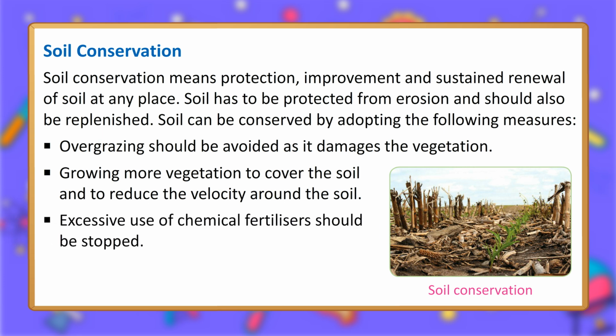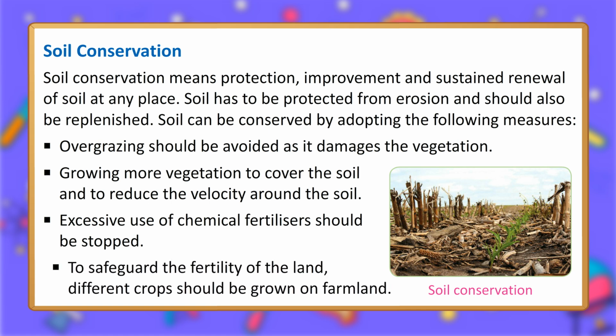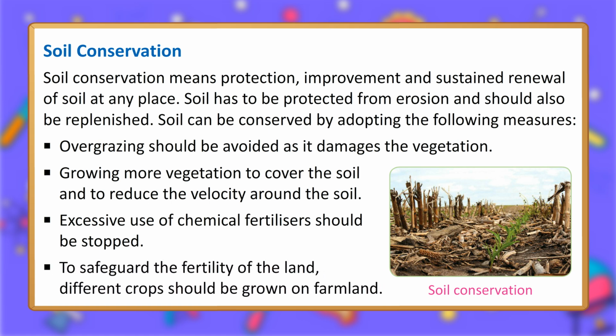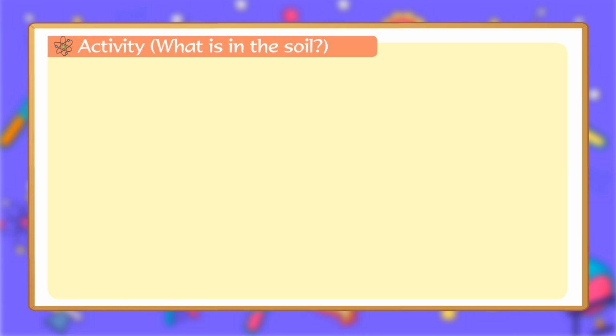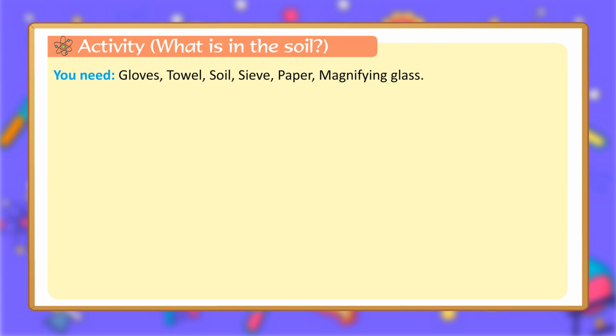Excessive use of chemical fertilizers should be stopped. To safeguard the fertility of the land, different crops should be grown on farmland. Soil conservation activity. What is in the soil? You need gloves, trowel, soil, sieve, paper, magnifying glass.